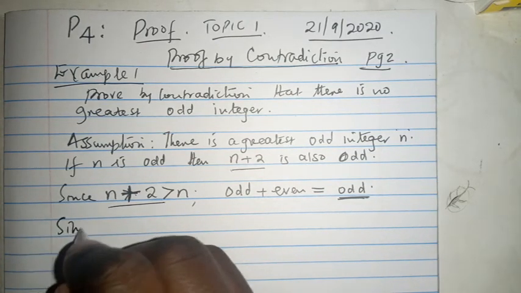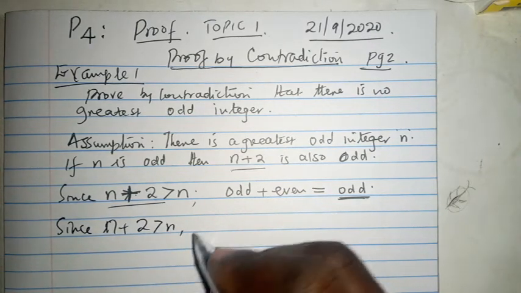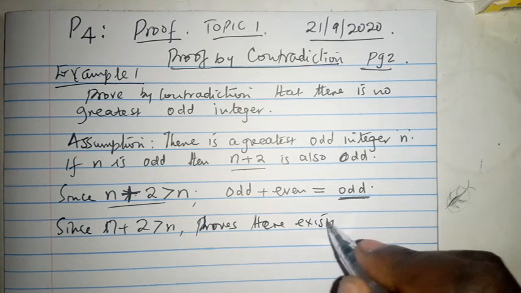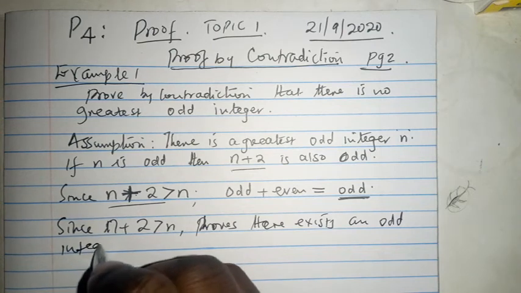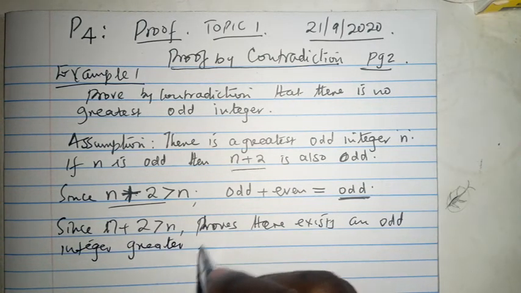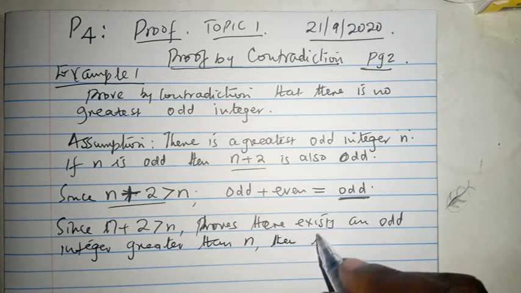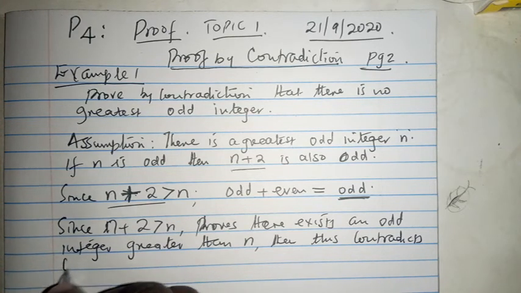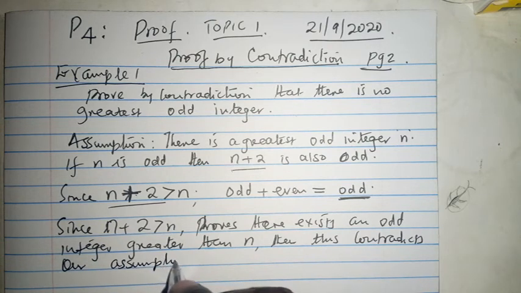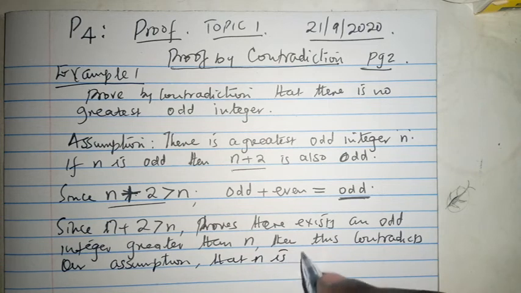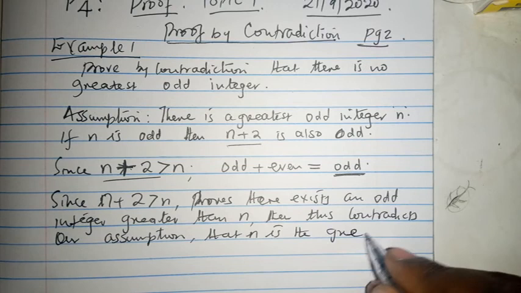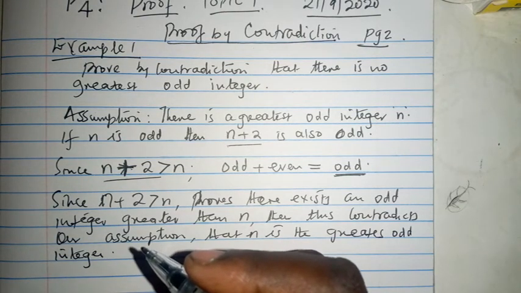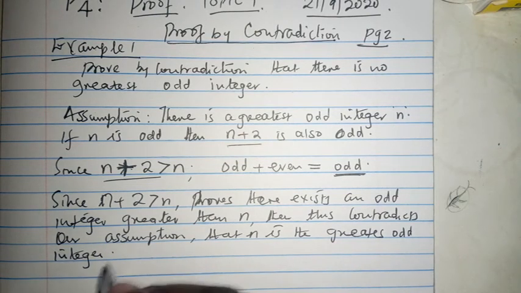Since n plus 2 is greater than n, this proves there exists an odd integer greater than n. Then this contradicts our assumption that n is the greatest odd integer. Therefore, there is no greatest odd integer.